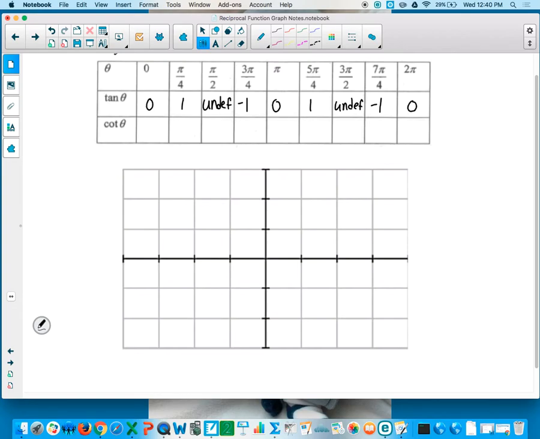Then, looking at this, we know that anytime that something's zero, the reciprocal is going to be undefined, so I can fill that in. The reciprocal of 1 and -1 are just themselves, and then anytime tangent's undefined, that came from the 1 over 0 in our unit circle, so if we reverse that or flip it, it's going to be 0 over 1. So anytime tangent's undefined, cotangent is 0.